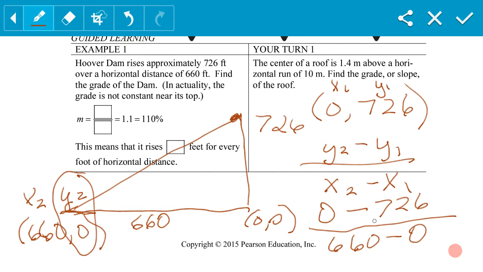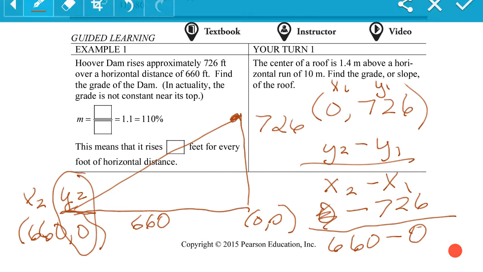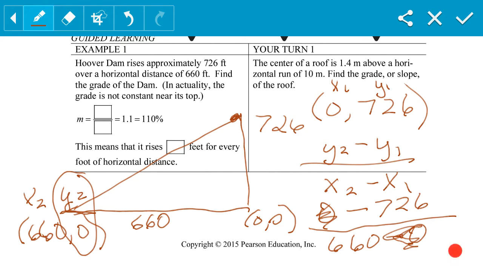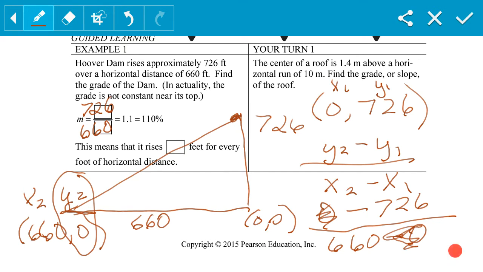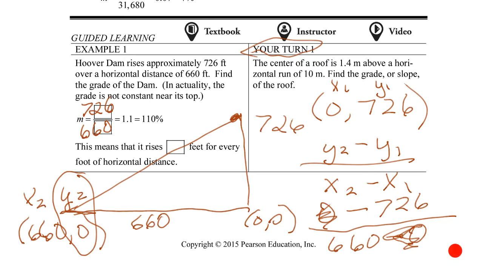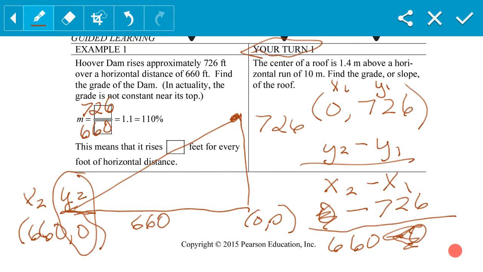So we're going to get negative, the zeros really go away. They don't mean anything. So we're going to get negative 726 over 660, which if you put into your calculator, 726 over 660, you're going to get 1.1, and 1.1 in percentage is 110%. So let's go on to the next page. Now you can do the your turn and make sure you understand what I just did, and then you can check your answer by watching the little video for this example.